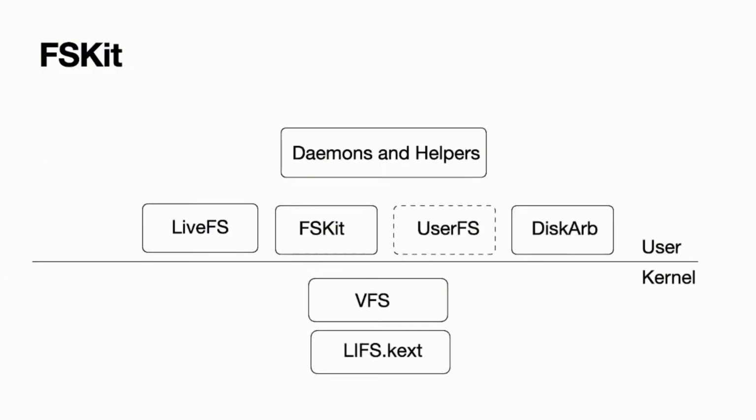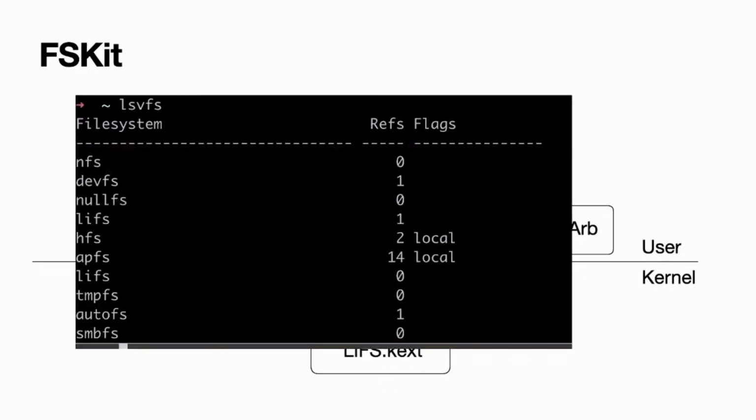Now, I'm not a reverse engineer, but I do like to poke around and try to build a mental model of newer stuff. So here we have the LiFS kext that Apple has written. It's called Live File System, which plugs into the VFS switch. If you do ls on VFS in your terminal, you see all the file systems connected to the VFS system.